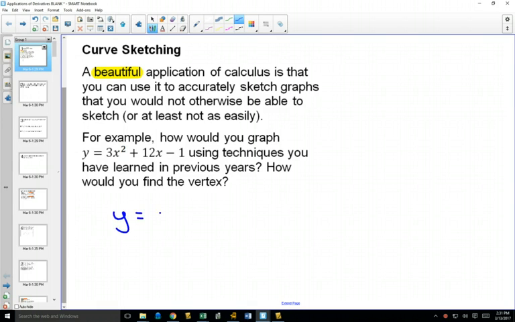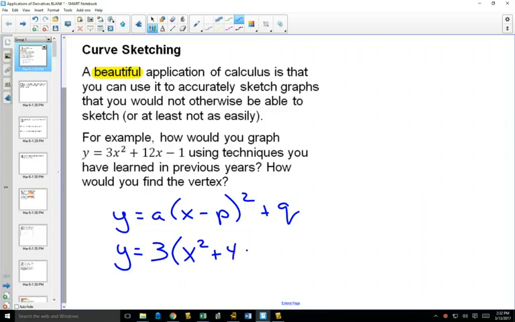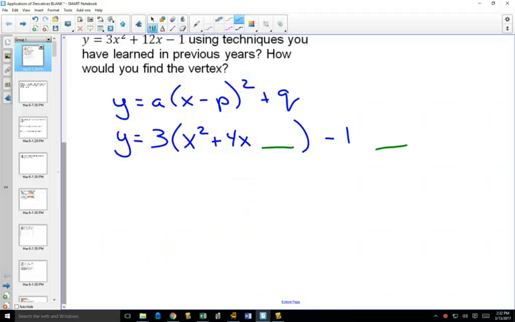Change it into this form? Did you learn it with P and Q? Sometimes some textbooks use H and K, some P and Q. Okay. So how do you change it to that? You remember? Quick memory jog. You would factor the 3 out of the x squared and the 12x. You would leave the minus 1. You left a blank here because you wanted it in this form.